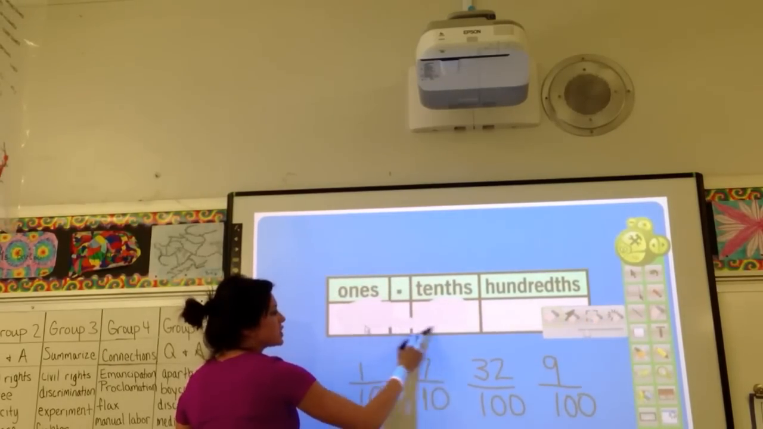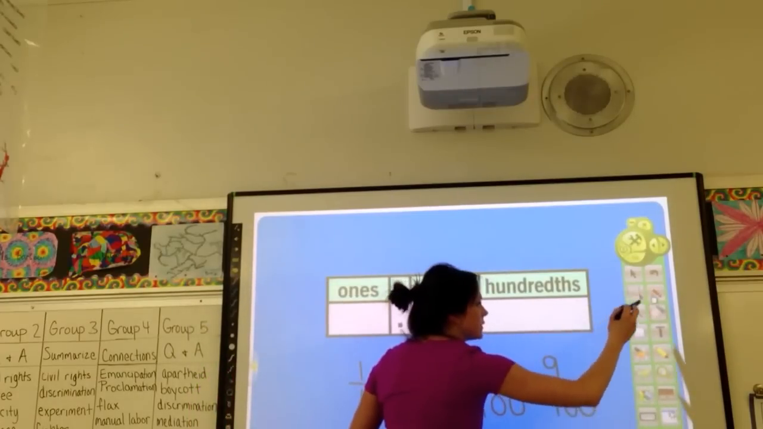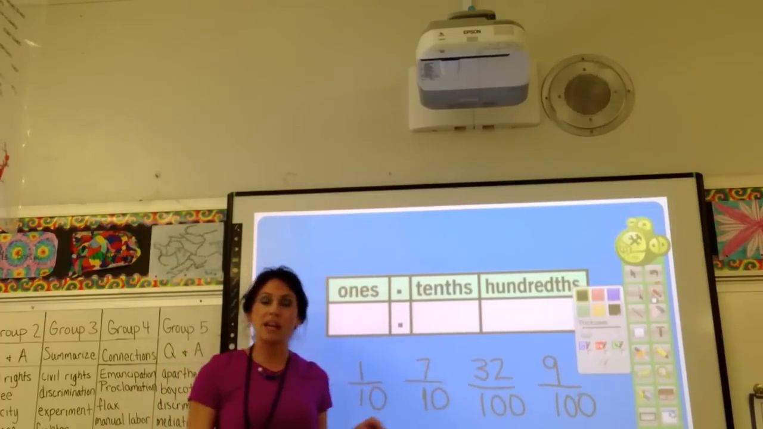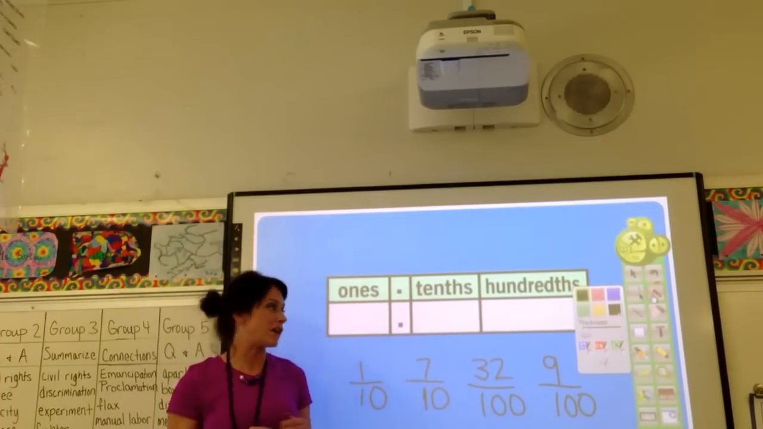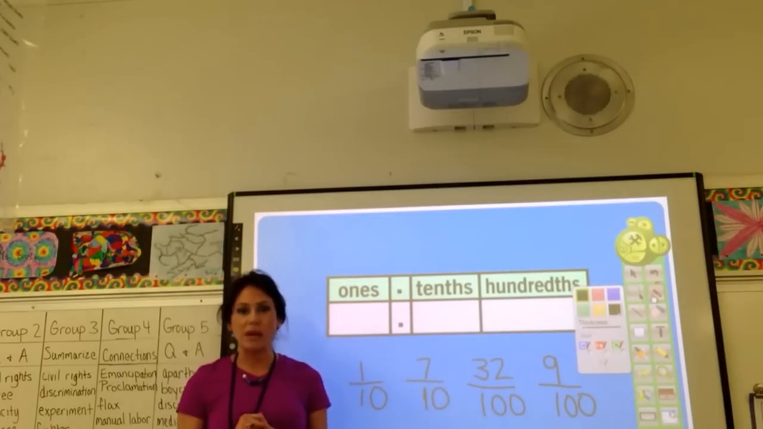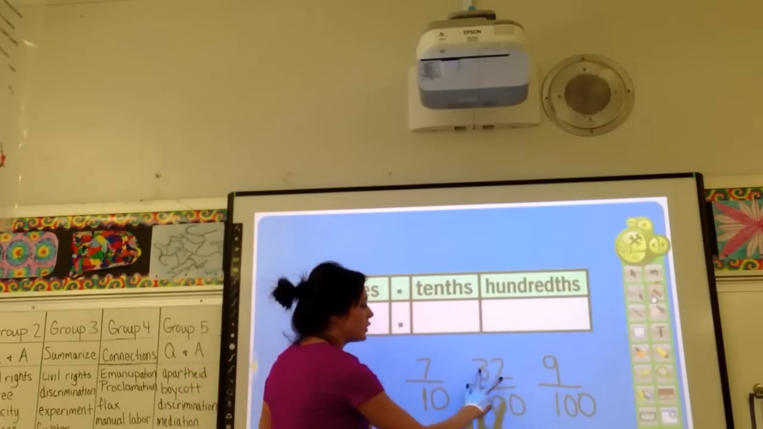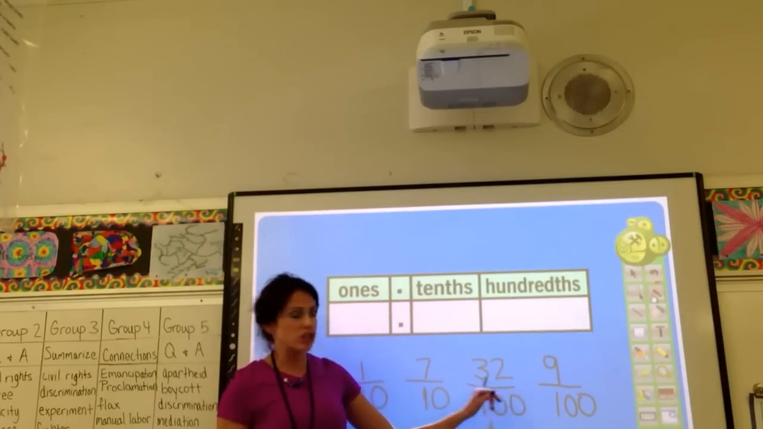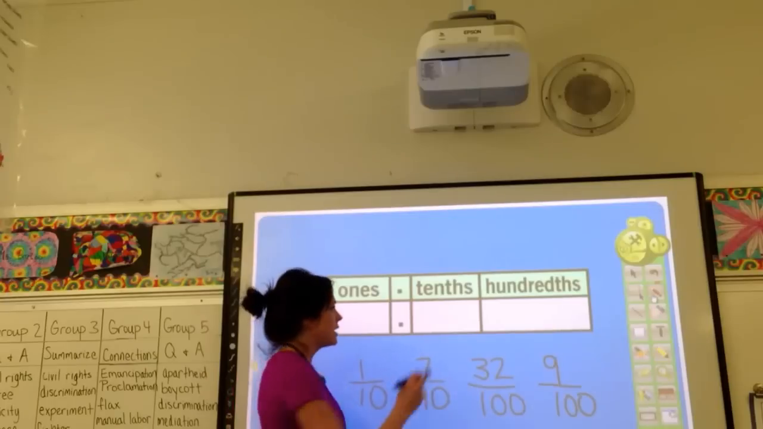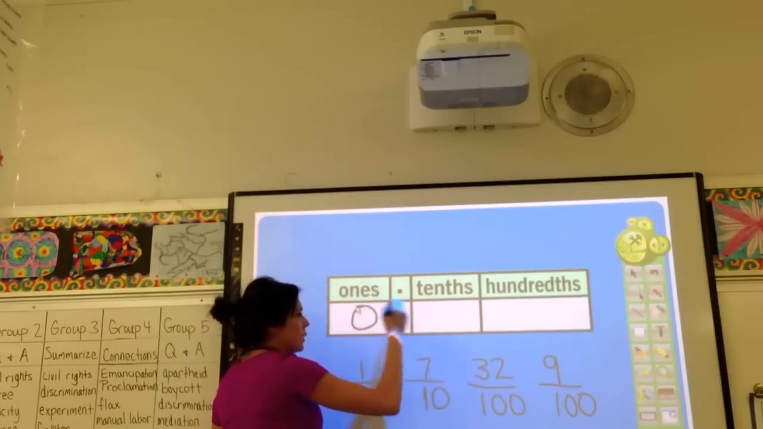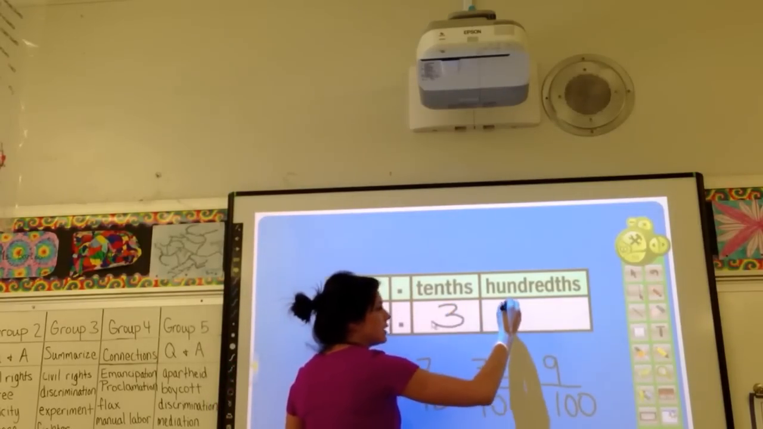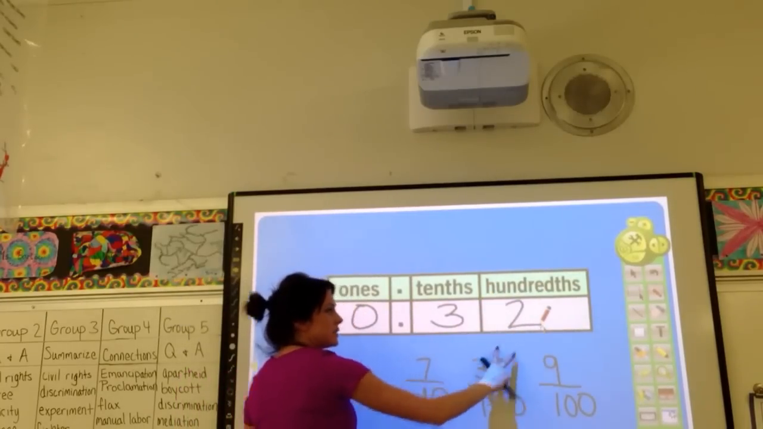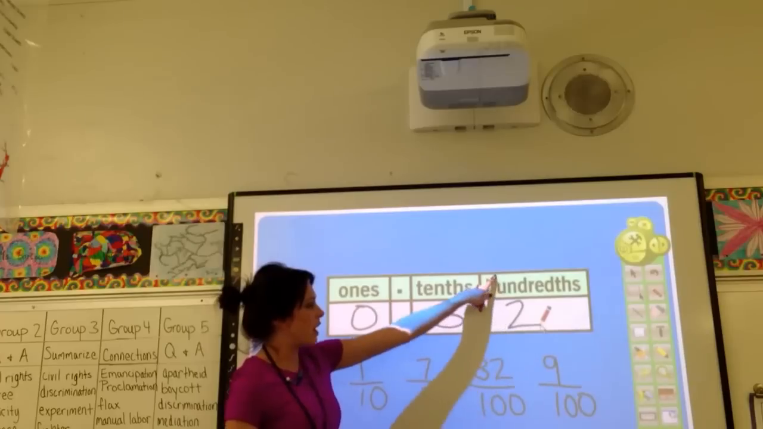The next fraction is 32 hundredths. So I look at my fraction, and I always pay attention to the denominator because that's going to indicate what place value my numerator should be in. So I know that I have 32 hundredths, so I know that the last digit in my numerator should end in the hundredths place. So it should be 0.32. That reads 32 hundredths because my last digit ends in the hundredths place.